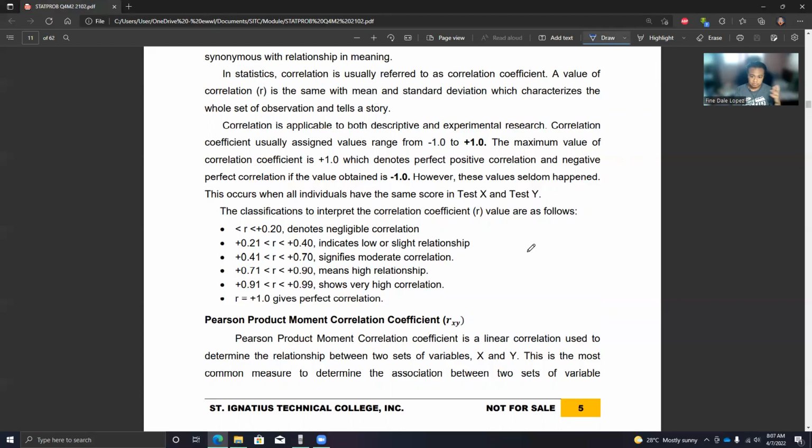So what does that look like in a graph? If the correlation is positive 1, this is x and this is y. As x increases, y also increases, so it increases linearly. So it has a perfect correlation. If r is negative 1, as x increases, y decreases. So this is negative 1 and this is positive 1.